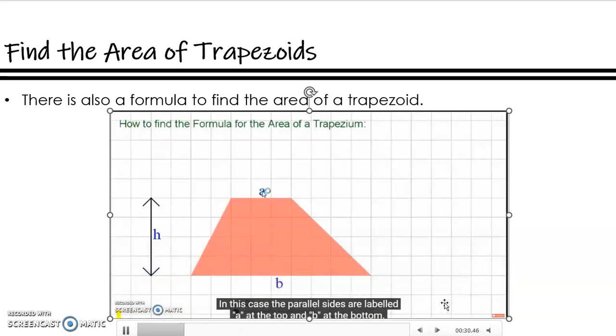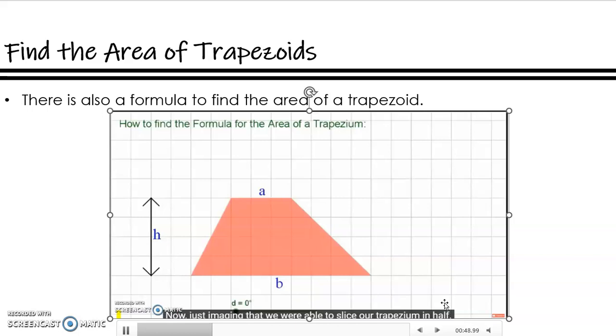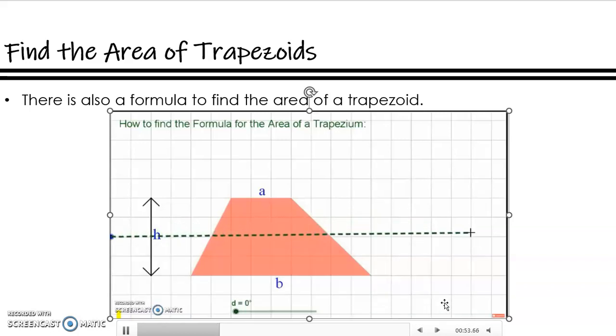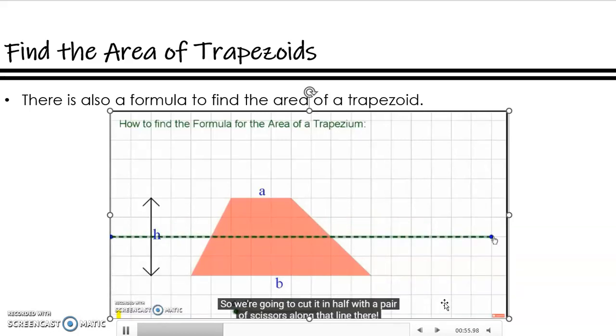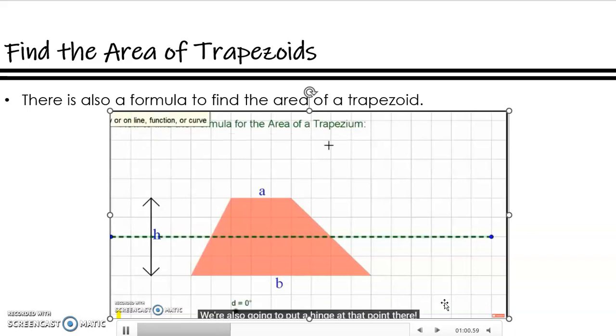But they're showing us first that our parallel sides are labeled A and B. Those are our bases, okay? And then our height, you can see, is 4 spaces high, okay? So watch what they do next. Now they're going to cut the trapezoid in half. So the bottom part below the dashed line is 2 units high, and above the dashed line is 2 units high.